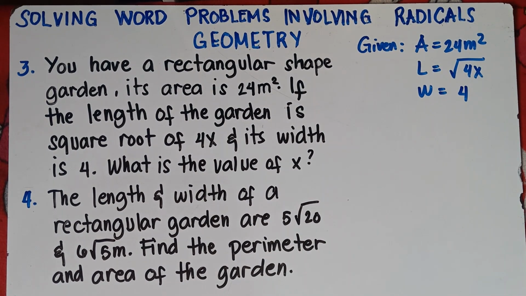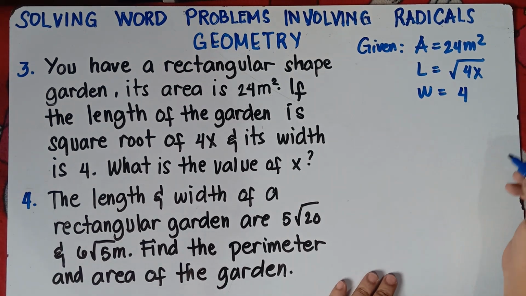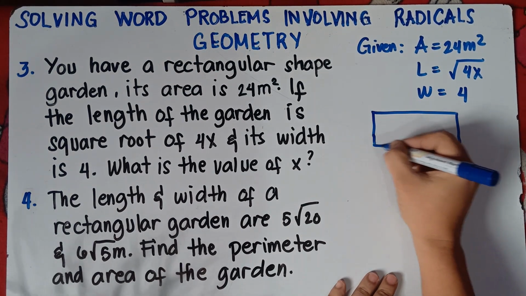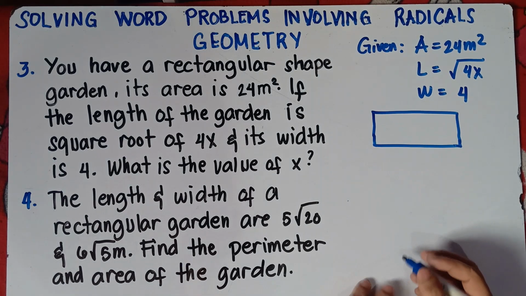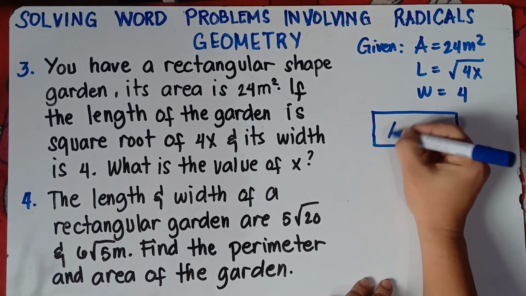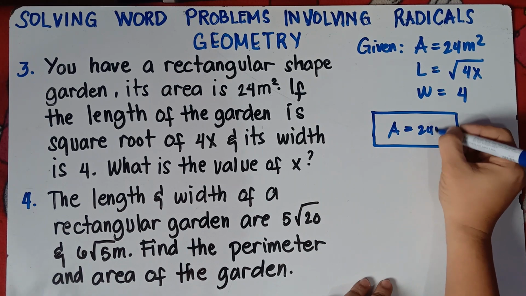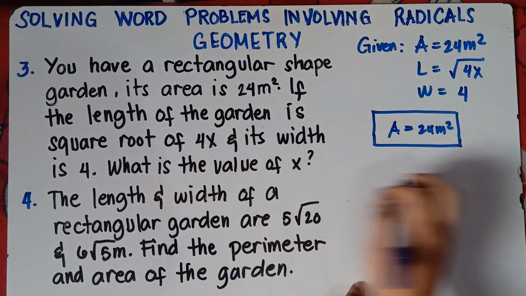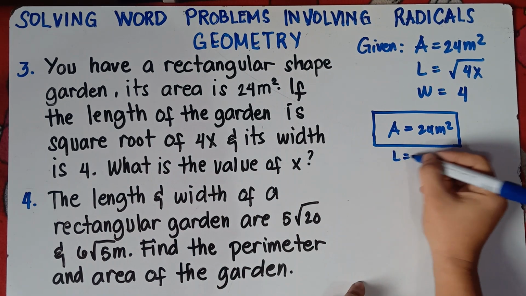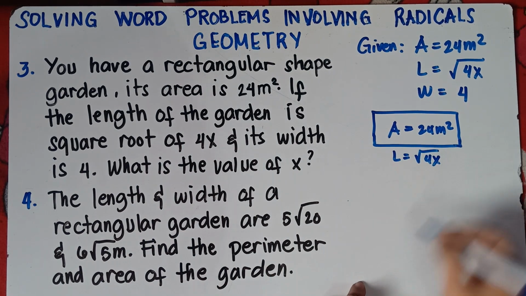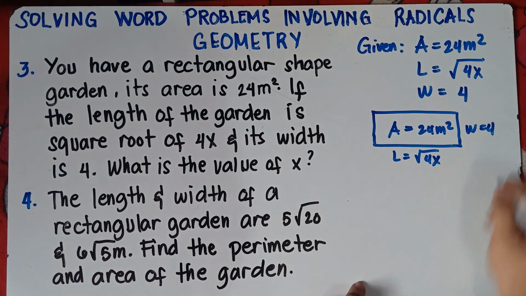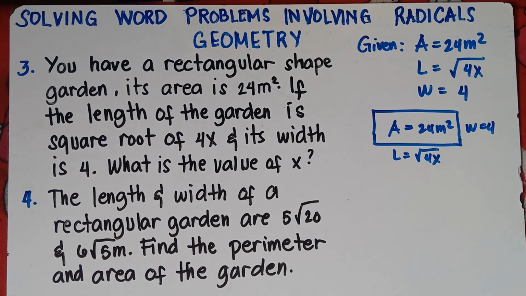So once again, you illustrate. A rectangular shaped garden, so we have the rectangle, and the area inside, that would be 24 meters squared. And we have the length, square root of 4x. So the length is equal to square root of 4x. And our width is 4. So this is the illustration, class.